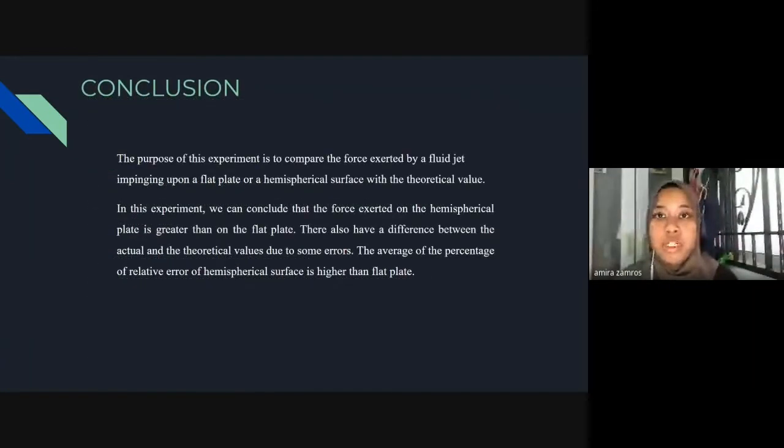Okay, so lastly for the conclusion, the purpose of this experiment is to compare the force exerted by a fluid jet impinging upon a flat plate or a hemispherical surface with their theoretical values. In this experiment, we can conclude that the force exerted on the hemispherical plate is greater than on the flat plate. There is also a difference between the actual and theoretical values due to some errors. And the average percentage of relative error of the hemispherical surface is higher than the flat plate.